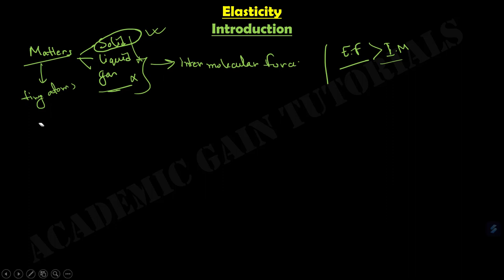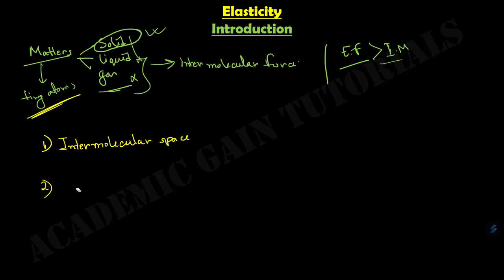as I described earlier, all matter is composed of tiny atoms, or we can say tiny particles. For this, we have to know two terms. One is intermolecular space and the other is intermolecular force. We know molecules are treated as small spheres, like this, which are the building blocks of a material.